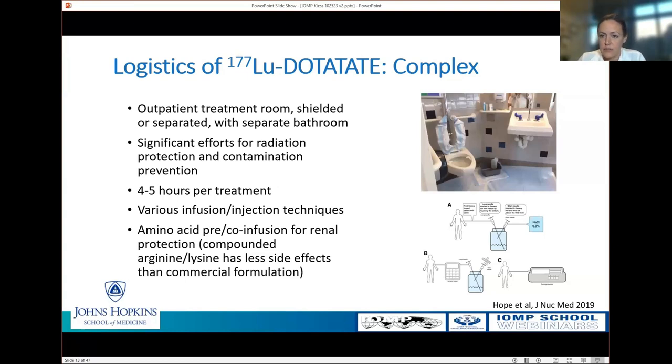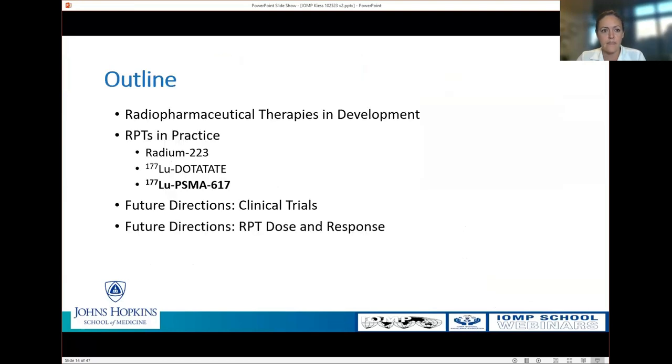And there are various infusion or injection techniques that can be used. The amino acid co-infusions, when given as a commercial formulation, often have side effects, GI side effects, but multiple centers have found that when their pharmacies compound the arginine and lysine separately, they have significantly fewer side effects.